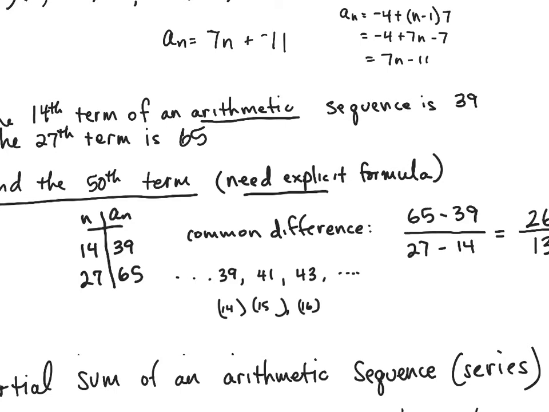So we have the common difference. In order to make our nth term, we need the first term if we're going to use that formula to find the nth term. So the common difference is 2. What's the first term? Well, we could backtrack and say, well, the 13th term is 37, the 12th term is 35, the 11th term is 33, and keep going back down that way, which wouldn't be the most difficult thing in the world.